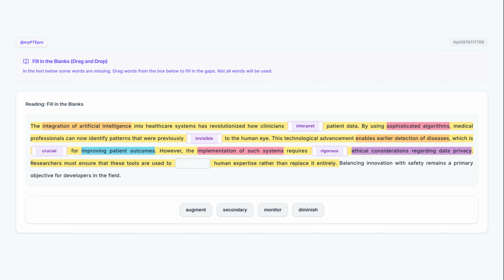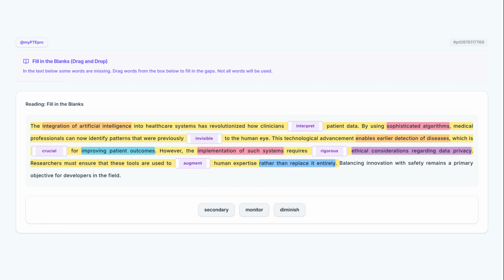The final sentence discusses the relationship between AI and human skill, noting the tools should be used to blank human expertise. The phrase, rather than replace it entirely, provides a direct contrast, indicating that the blank must be a verb that means to add to, support, or enhance rather than substitute. This ensures that technology serves as a partner to the clinician. I am dragging augment into the fifth blank.